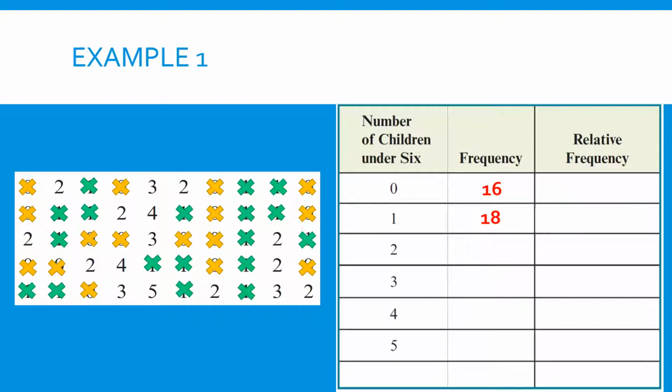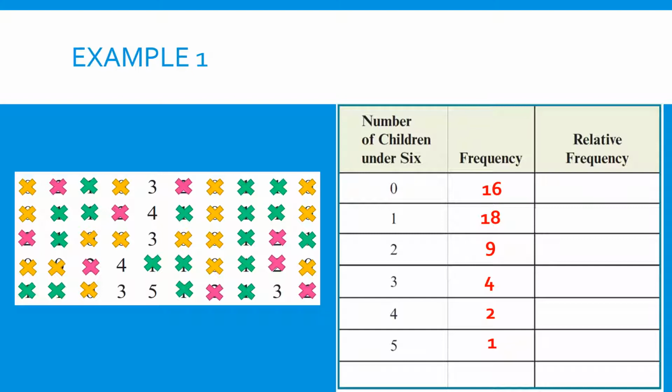Let's count up the 2s. Once you count up the 2s, I think we can just eyeball it and see how many we have left. All right, so let's count up the 2s. 1, 2, 3, 4, 5, 6, 7, 8, 9. All right, so 9 people had 2 children under the age of 6. And from here, I could kind of just tell how many I had left. So it looks like I have 4 people that had 3 children under the age of 6. Now I'm counting up my 4s. There are 2 4s, so there's 2 people that have 4 children under the age of 6. And then 1 person has 5 children under the age of 6.